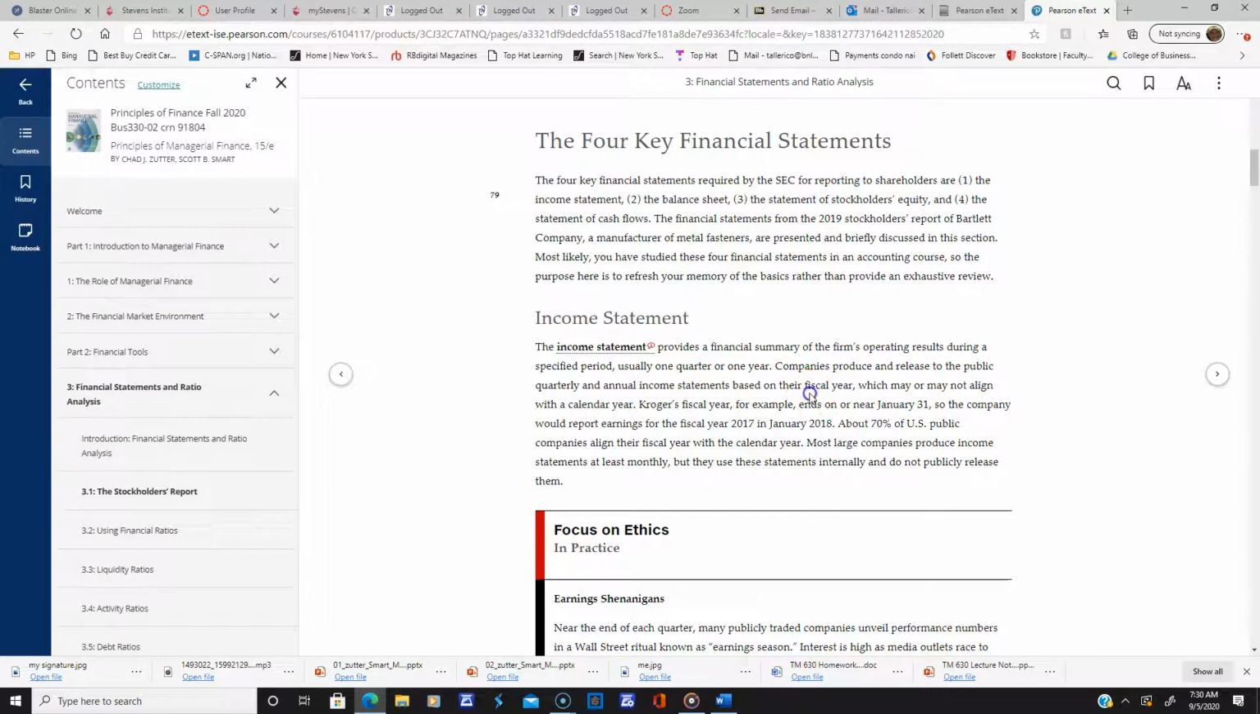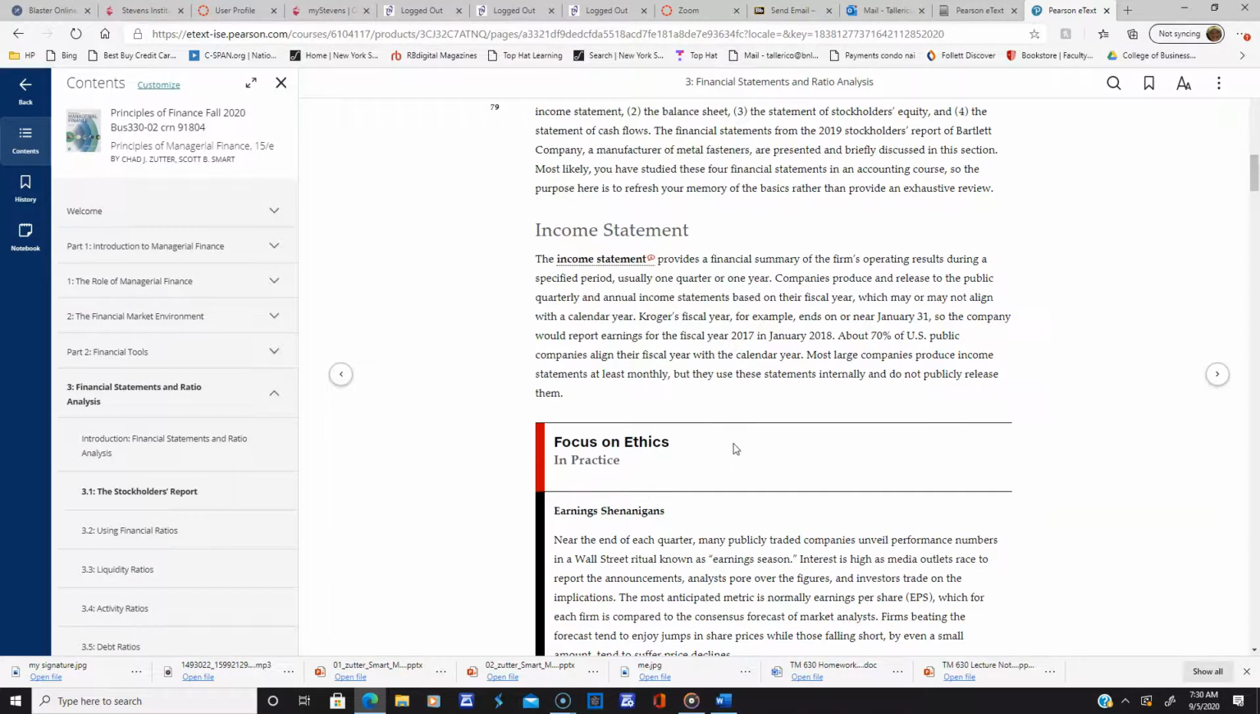So companies produce and release to the public quarterly and annual income statements based on their fiscal year, which may or may not align with a calendar year. Okay, so the timing may be different. So it says here about 70% of U.S. public companies align their fiscal year with the calendar year.